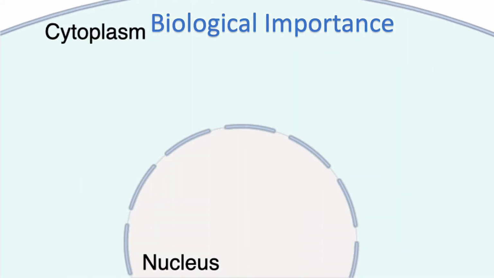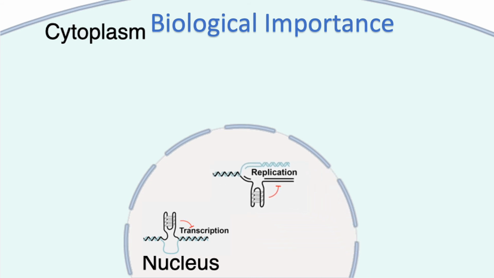G4 structures are known to help regulate gene expression by activating or downregulating transcription. Transcription is the process by which RNA is synthesized by using DNA as a template. G4 structures can also block DNA replication. DNA replication is the biological process of producing two identical replicas from one original DNA molecule.